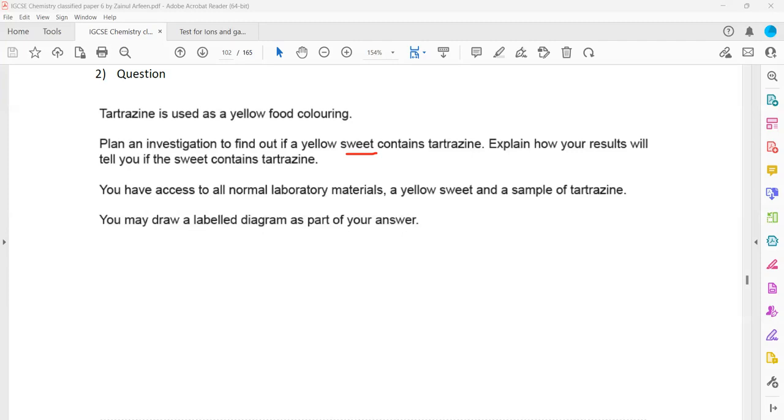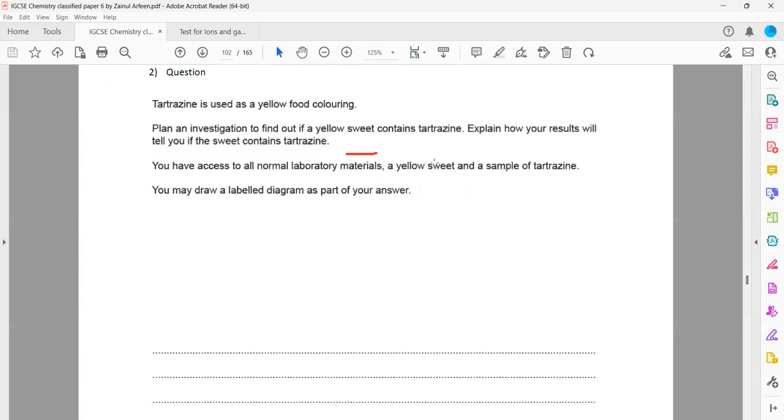Okay, but your answer is correct. And then how do we identify that it is tartrazine? By using the RF value, comparing it with the reference RF value of tartrazine.